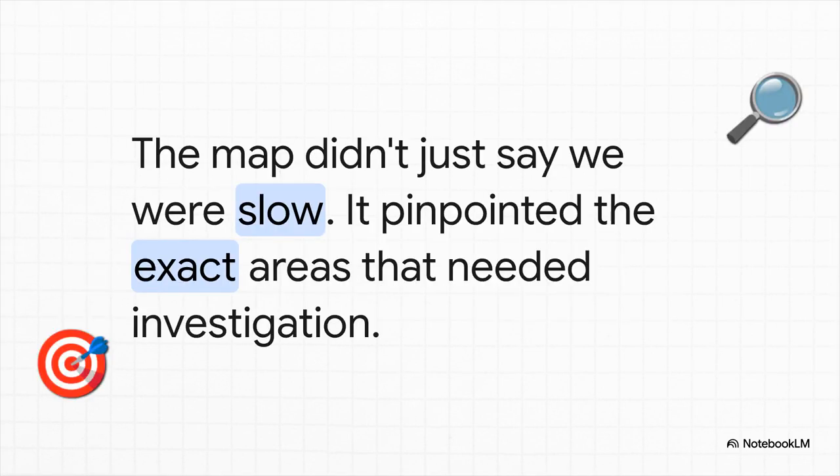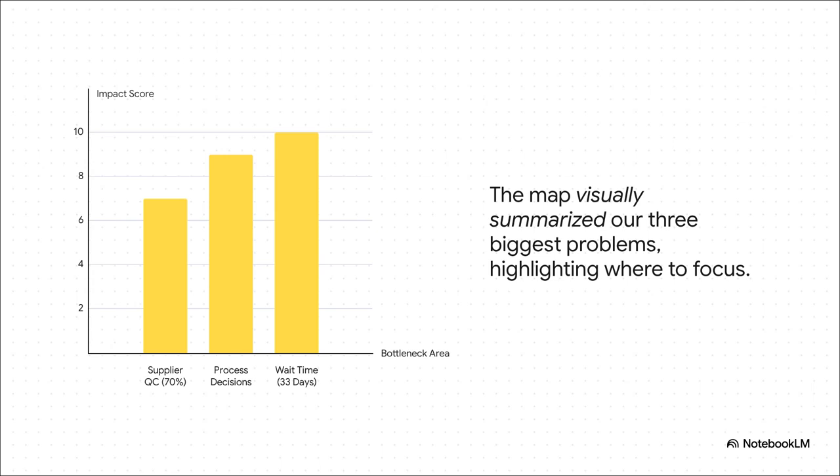And if we go back to our book example, the map didn't just tell us, hey, you're slow. No, it told us exactly where we were slow and why. It gave us two crystal clear areas to start investigating. The map basically handed us our biggest problems on a silver platter. That low accuracy rate from our supplier, it was causing a massive amount of rework. The 33 days of wait time, that was by far our single biggest delay. And that decision to make revisions midstream, well-intentioned, sure, but it added a ton of complexity and time.